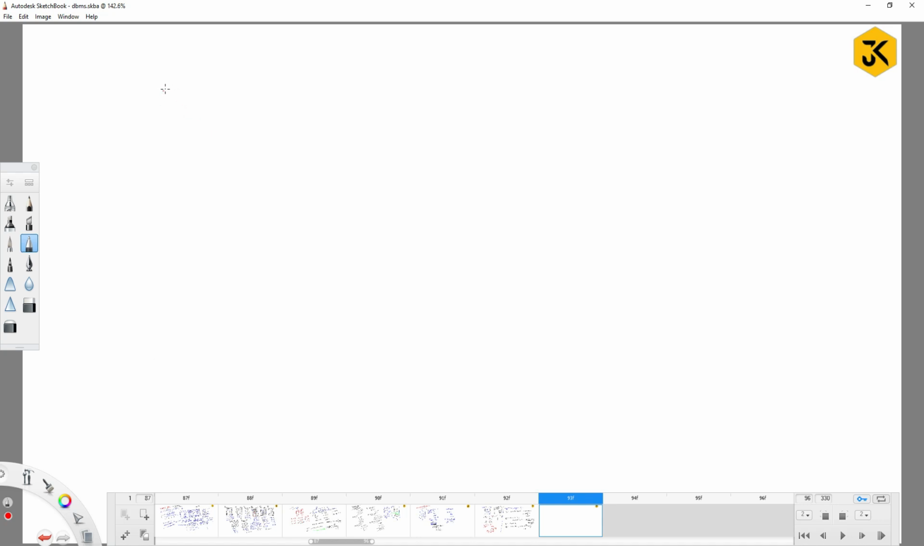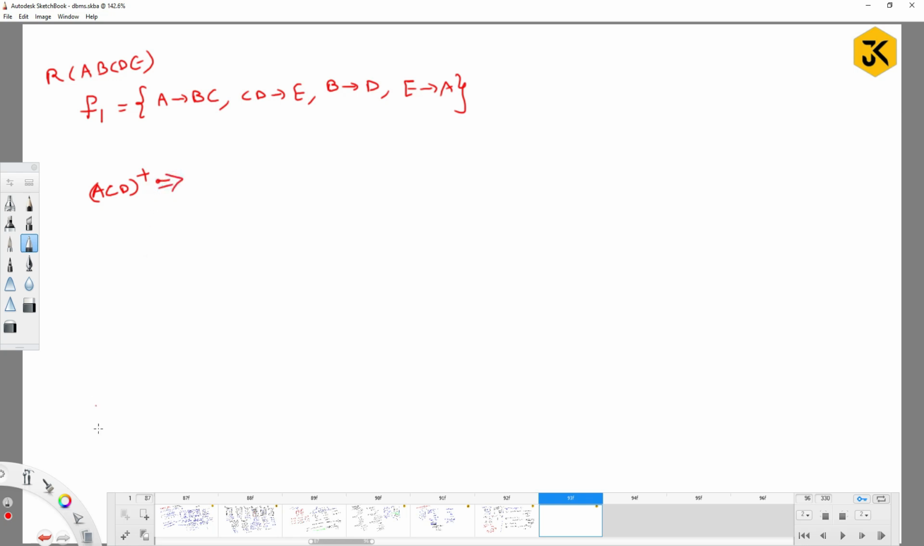For example, there is a set of functional dependencies F1. Those functional dependencies are A determines BC, CD determines E, B determines D, and E determines A, right? And the relation R of A, B, C, D. So try to find out any other thing. For example, compute ACD plus. Please try to find out the closure of ACD.